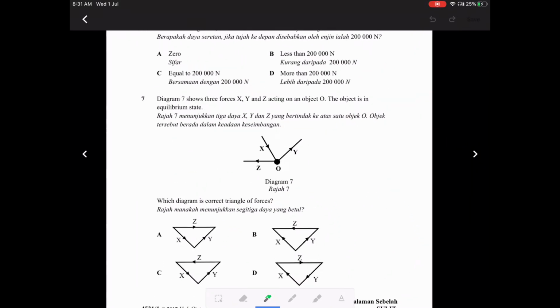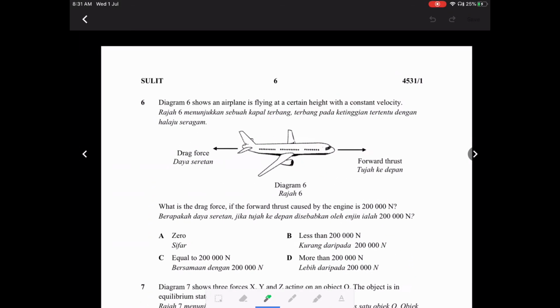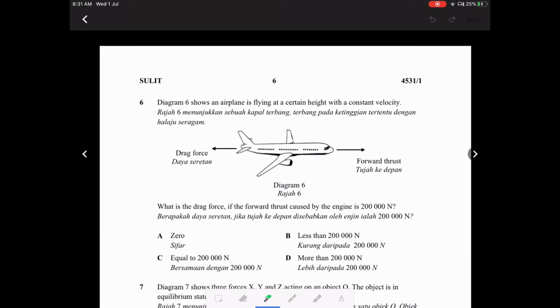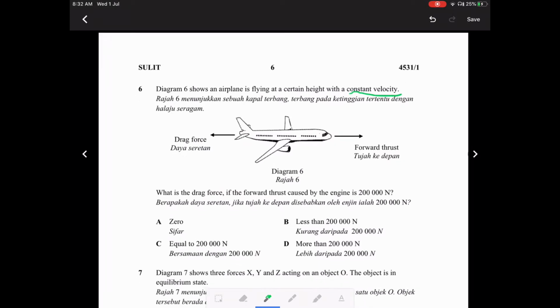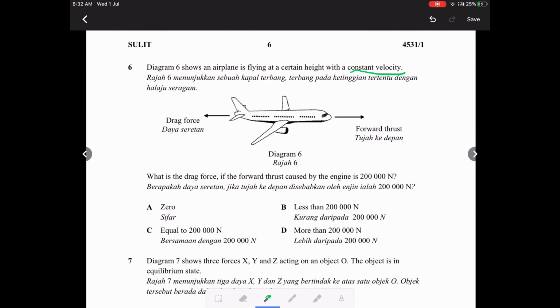Okay, next question number 6. Okay, the diagram 6 shows aeroplane flying at a certain height with a constant velocity. So, dia nyatakan di sini constant velocity. Bila constant velocity maknanya acceleration dia 0. So, dia tidak memecut. Jadi, dia berada dalam keseimbangan daya. Dia berada dalam equilibrium forces. Apabila equilibrium forces, maknanya daya depan akan sama dengan daya belakang. Daya atas akan sama dengan daya bawah.